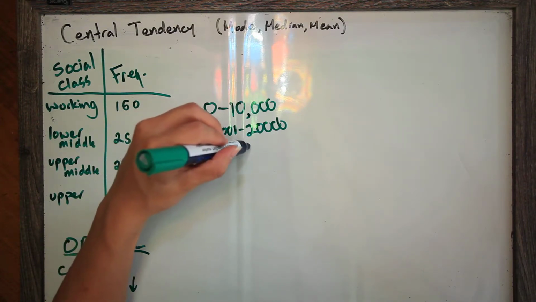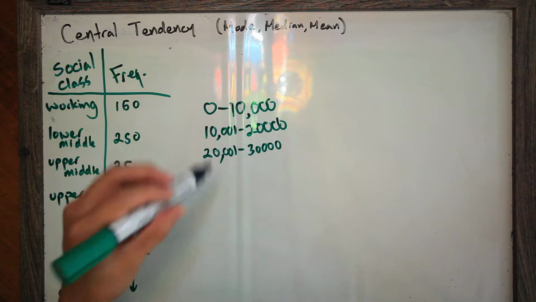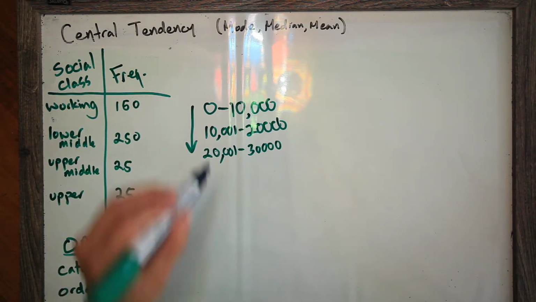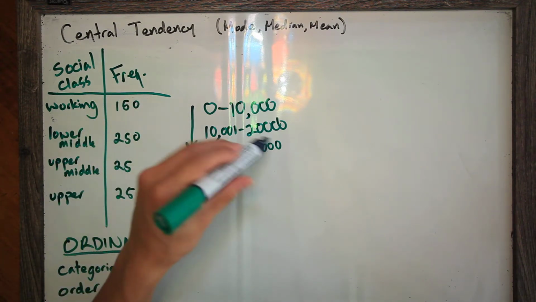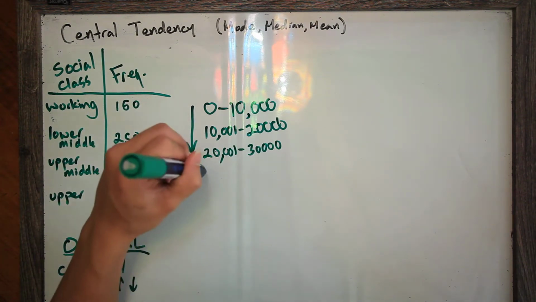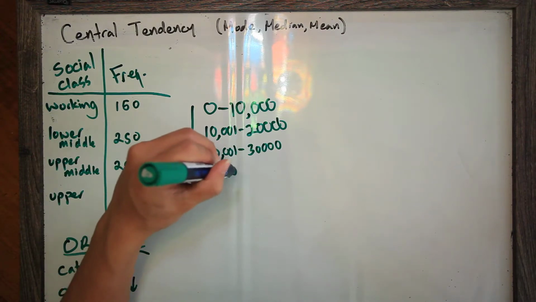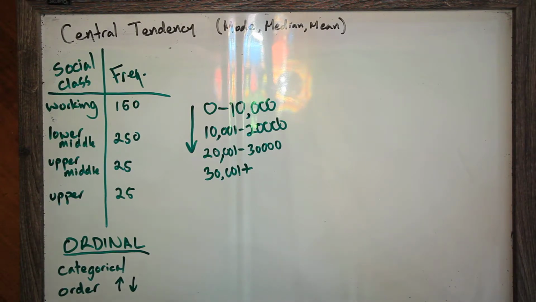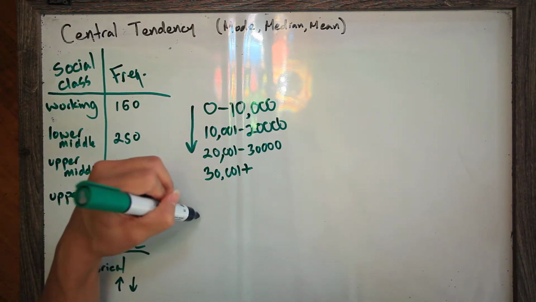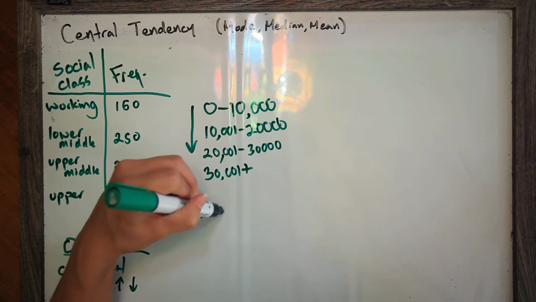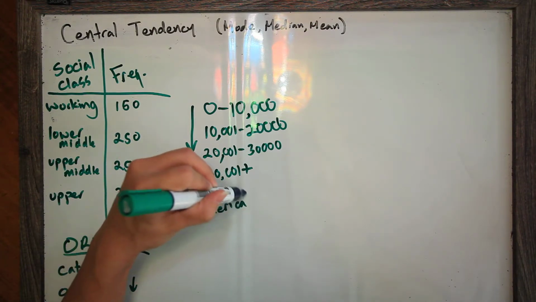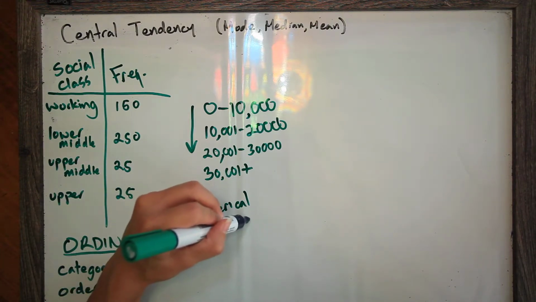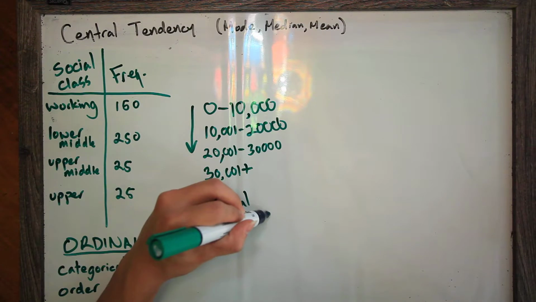When you have these numerical brackets that tell us ranges of values, those are also in order, right? So there's 0 to 10,000, 10,001 to 20,000, 20,001 to 30,000, etc., plus. These are numbers that are numerical that you can put in order from lowest to highest.